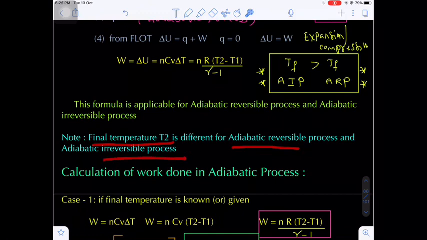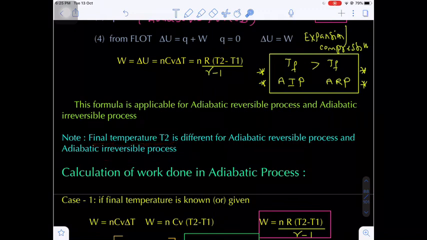Are you getting my point? Whereas in an isothermal process, the initial temperature and final temperature are the same. Not only initial and final, at each and every point of the process the temperature will be the same. But in adiabatic reversible as well as irreversible process, the temperature will be different. Are you getting my point?